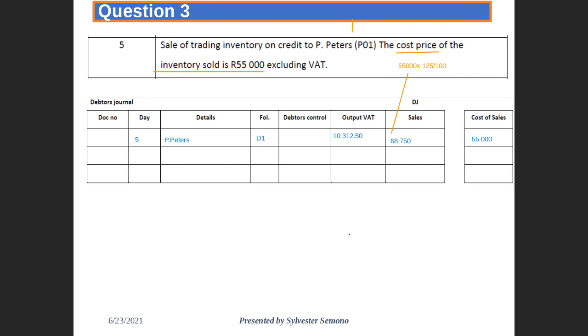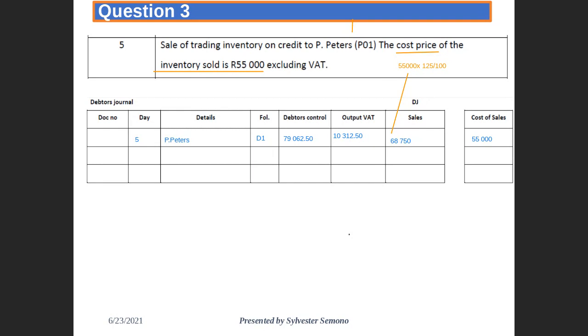Where is it? No one gave me the debtors control. Please give me the debtors control. The total of the 269. Okay, 79,062.50. Please, hopefully, just double check if the figures are correct.